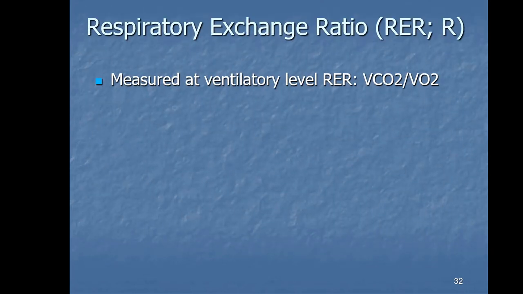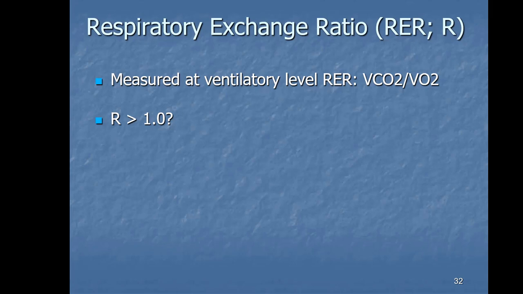So what we do is we measure it at the ventilatory level, at the level of expired gases. Using indirect calorimetry, for example, we can determine how much CO2 is being given off and how much oxygen is being consumed. And if we use those numbers at the ventilatory level, it's now called a respiratory exchange ratio. Other than that, it's exactly the same. However, there are situations where the RER, the respiratory exchange ratio, can go over 1. And that will never happen for RQ.